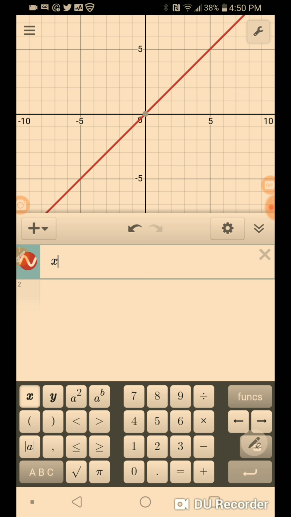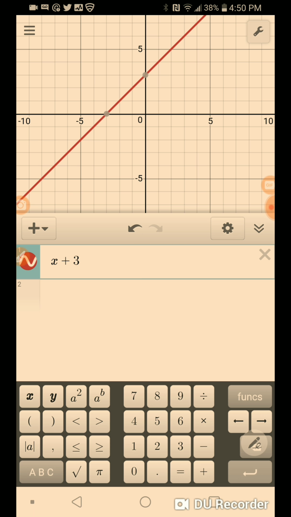So here I'm going to add two intercepts, +3 and -3, and let's see how the graph is going to behave. You see the graph has shifted up and it now intercepts the y-axis at +3. And also passes through the y-axis at -3.